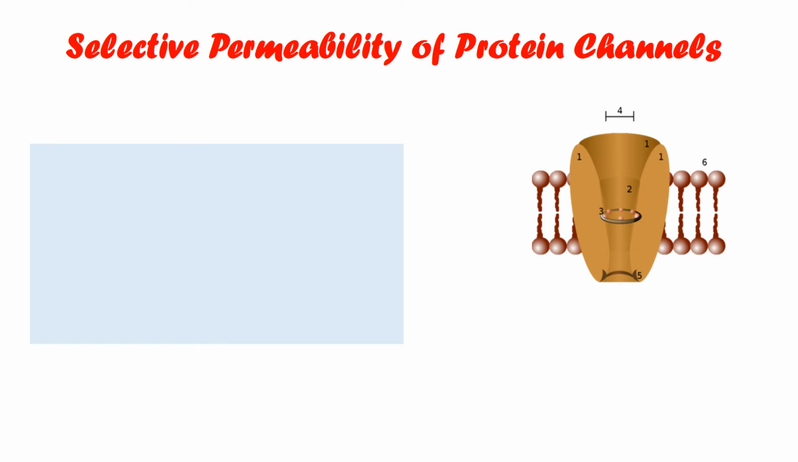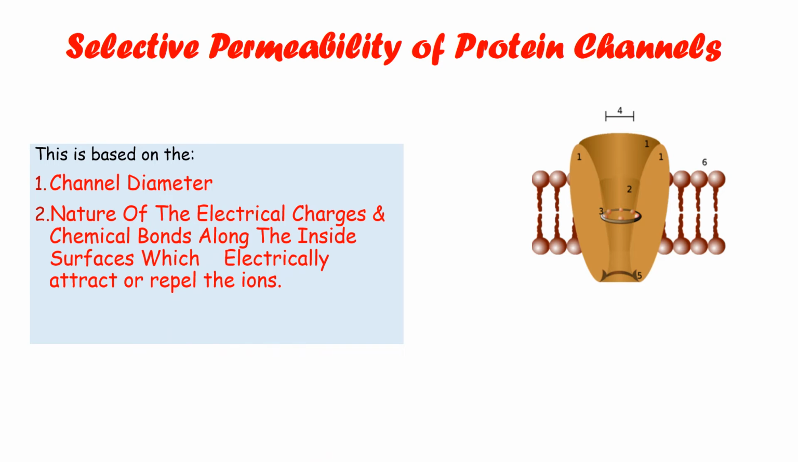Just like the selectivity pattern of the pores, the protein channels are also selective in nature. The selectivity is decided by the diameter and the nature of electrical and chemical bonds along the inner side of the surface that will cause the attraction or the repulsion of the ions. For example, if it is a cation channel and it is lined by negatively charged particles, it will cause attraction of the cations. And if it is an anion channel, it is lined by positive charges, and then it will cause the repulsion.